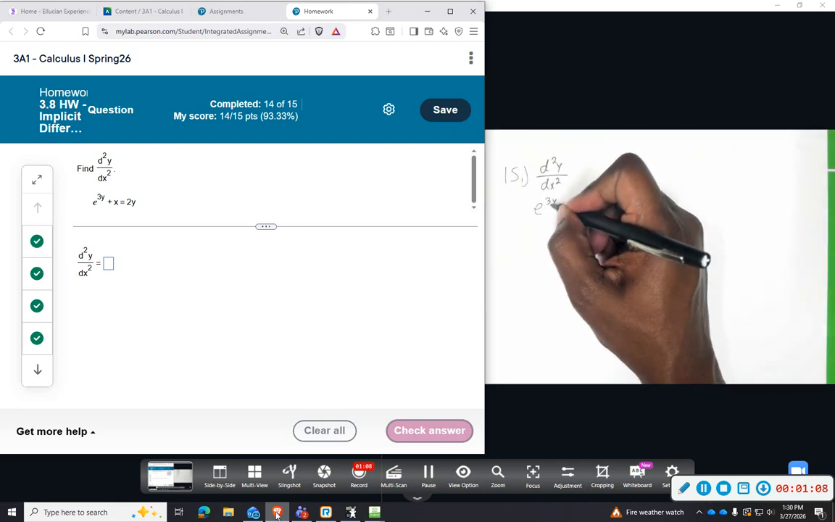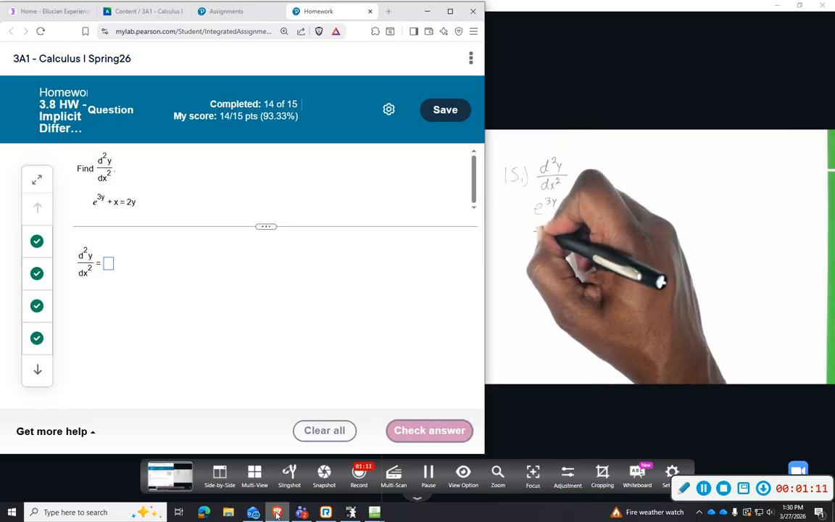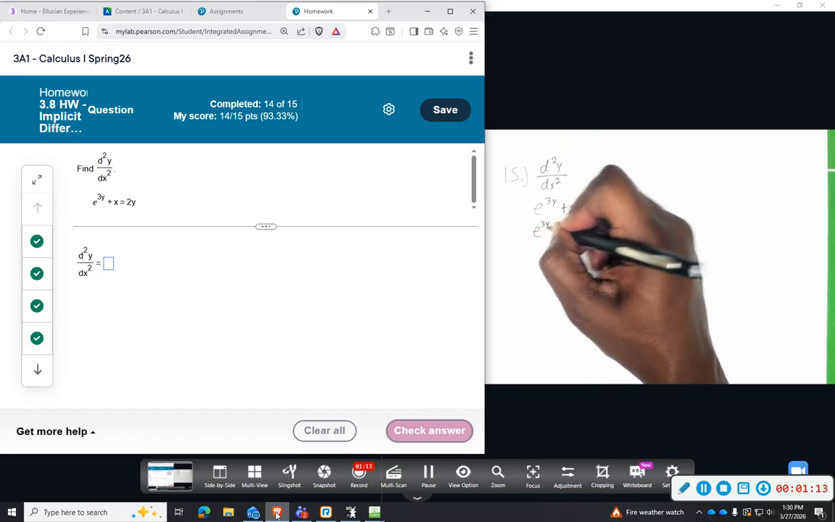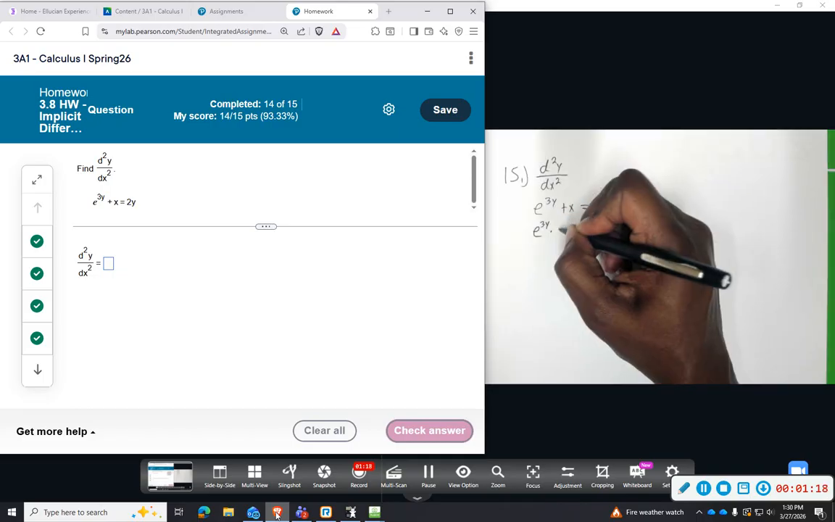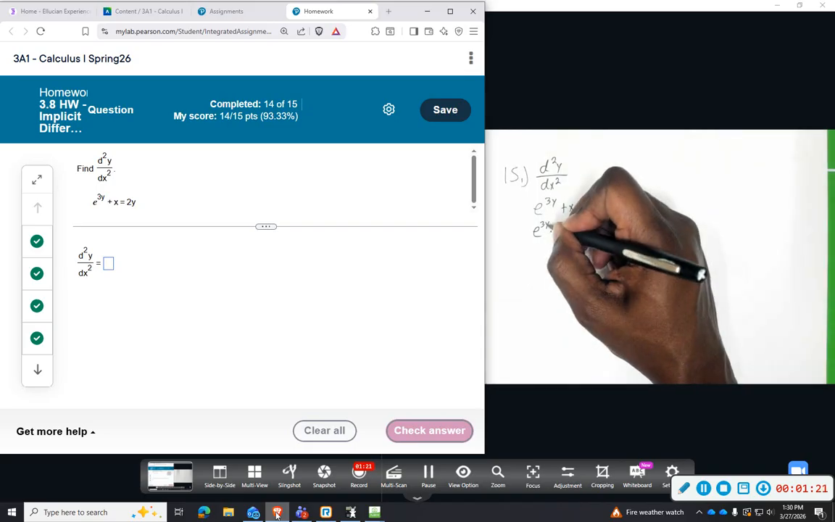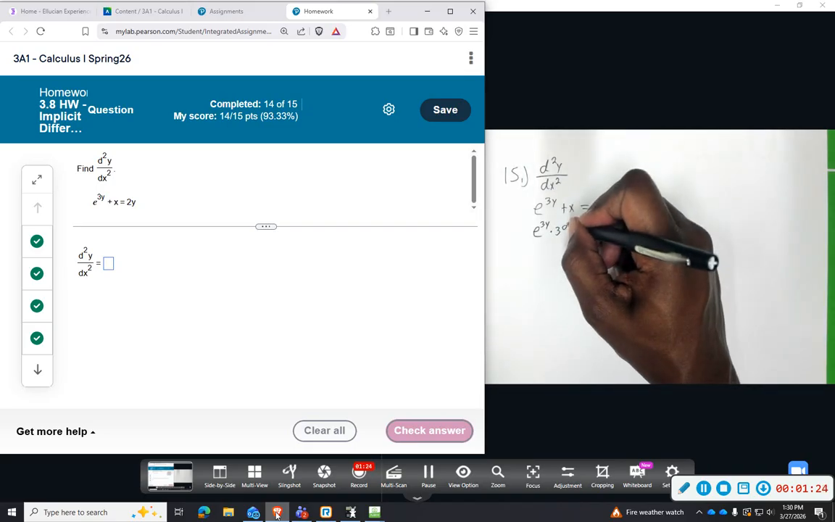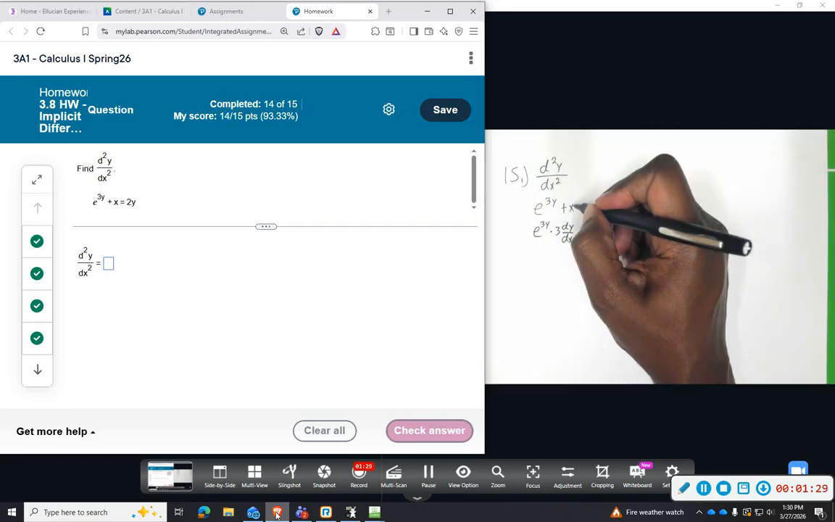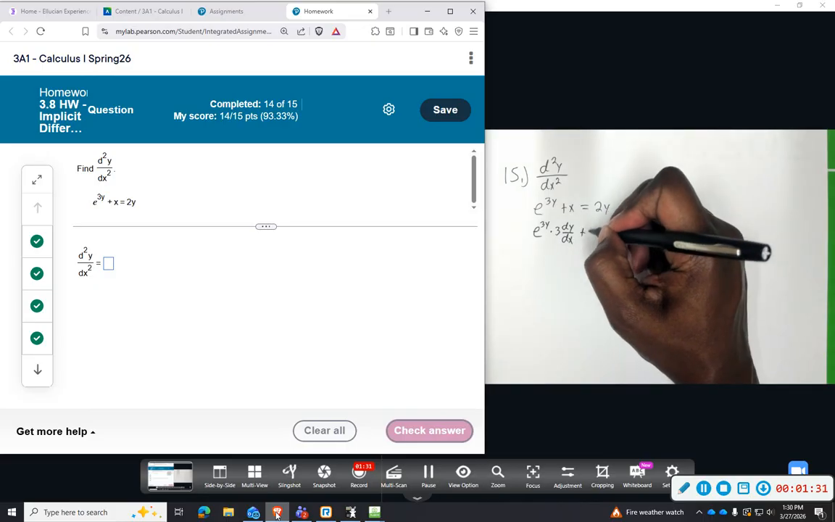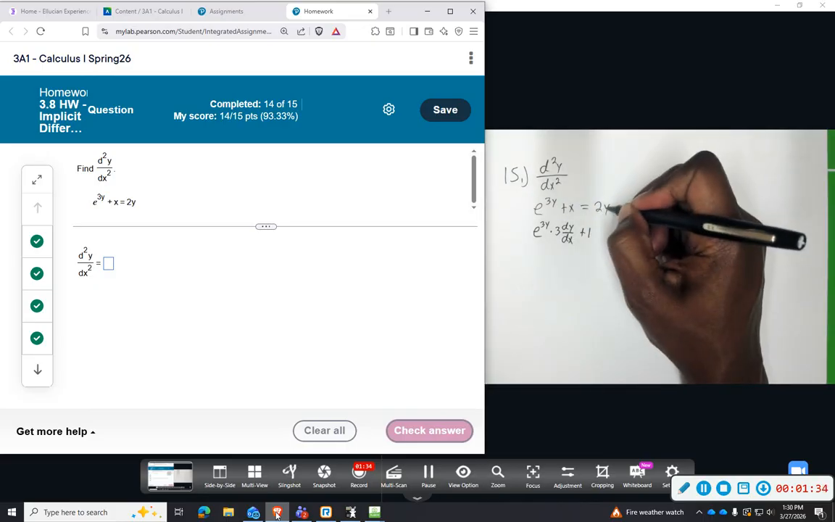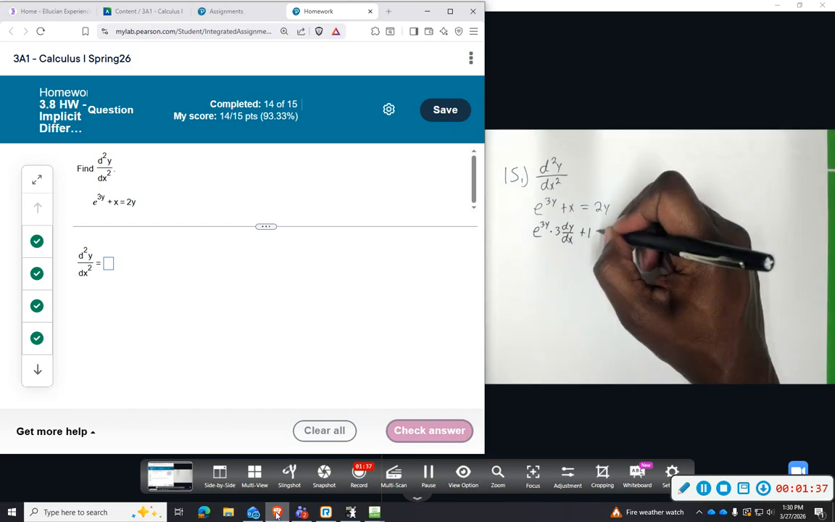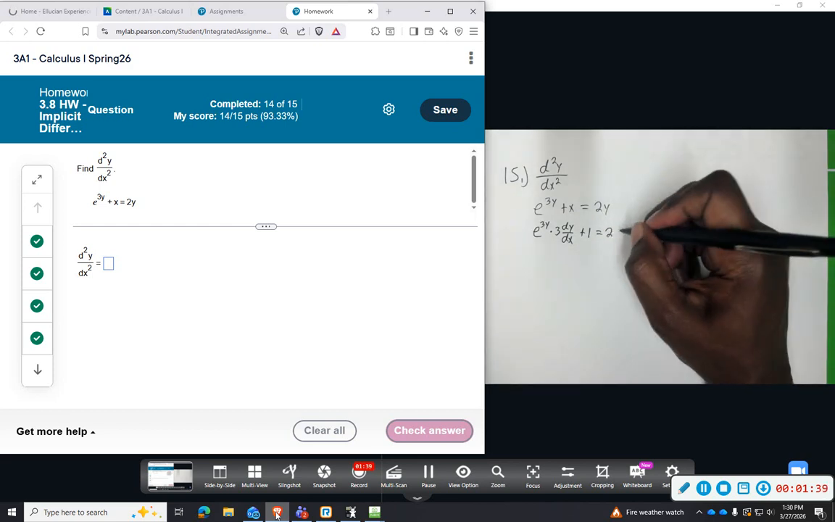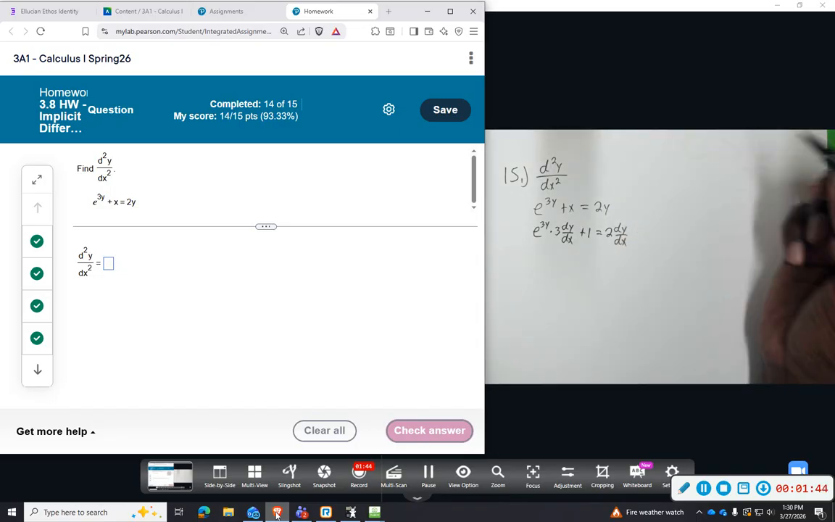And so derivative of e to the 3y is still e to the 3y. And then you have to multiply times the derivative of here. So derivative of 3y would just be 3. And then derivative of y with respect to x is going to be dy dx. Derivative of x would just be 1. And then over here, derivative of 2y would just be 2. Derivative of y is going to give us dy dx.